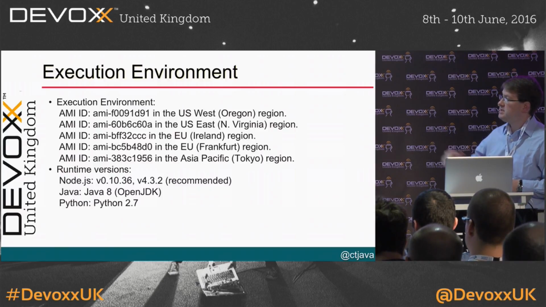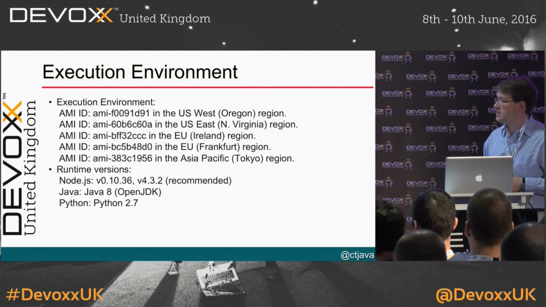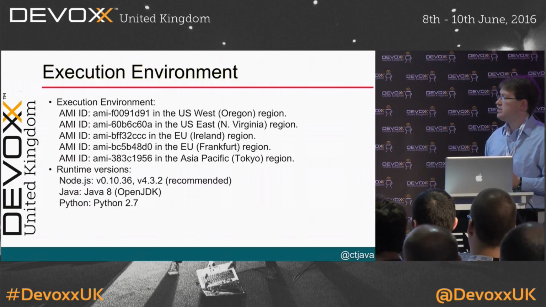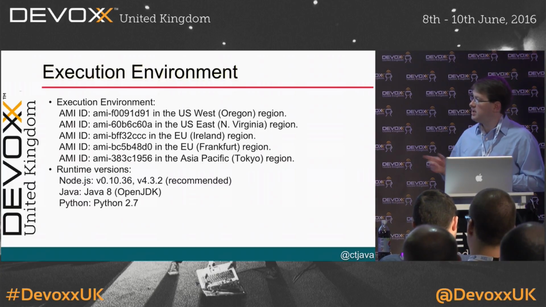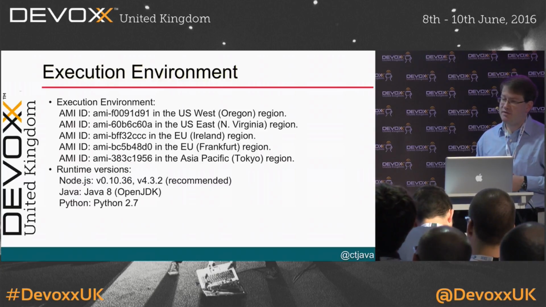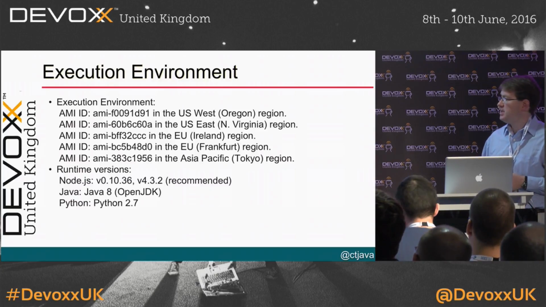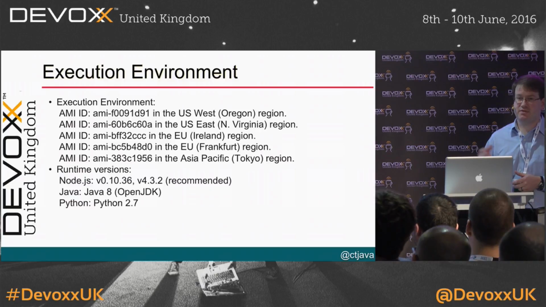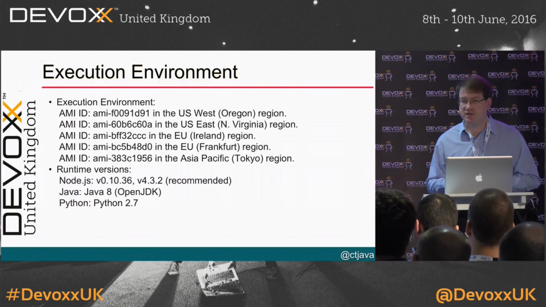In terms of the runtime versions, there are 3 different languages that you can provide your functions in that Amazon will call. One is JavaScript using Node.js, and they support 2 different versions of Node, an earlier version and then 4.3.2. Java 8, which is running the OpenJDK, and then finally Python. So those are the three languages that you can write the Lambda functions in.